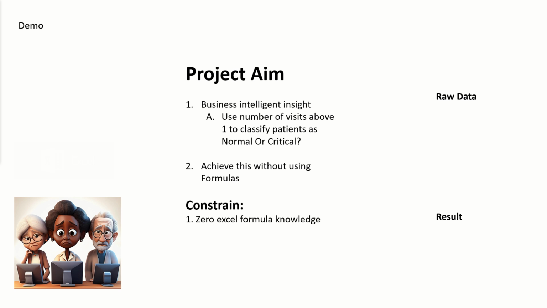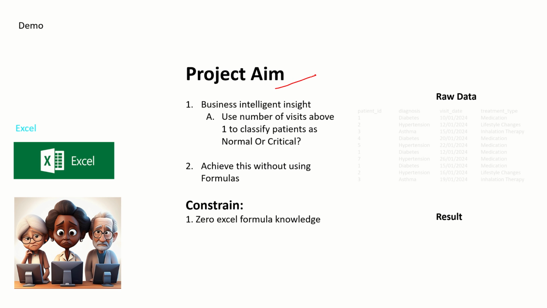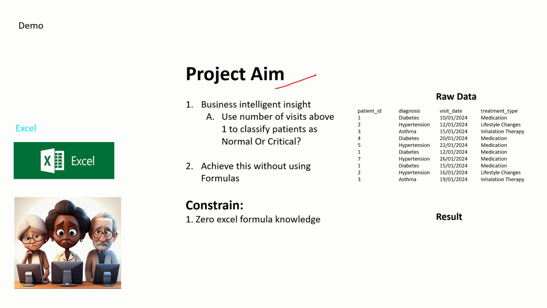In front of you here, you can see they have a project objective. For today, the project aim is clear. They want a business intelligence insight. What will this business intelligence insight do? They want a system where they can determine if a customer is visiting their practice or hospital more than one time. We should classify this customer as critical, or else we should classify the customer as normal.